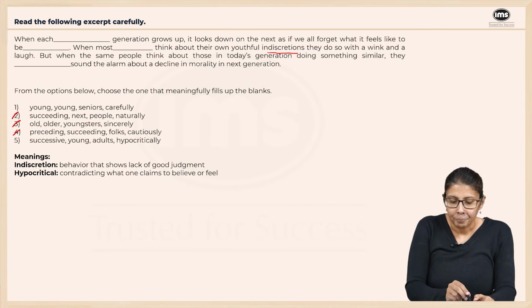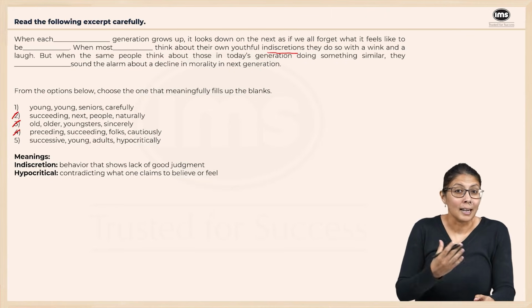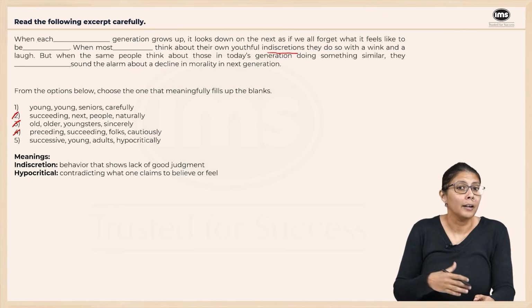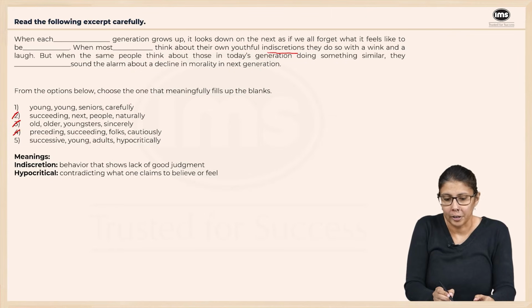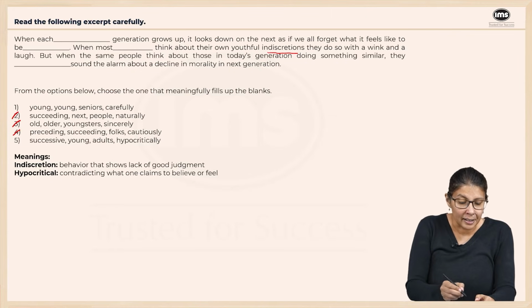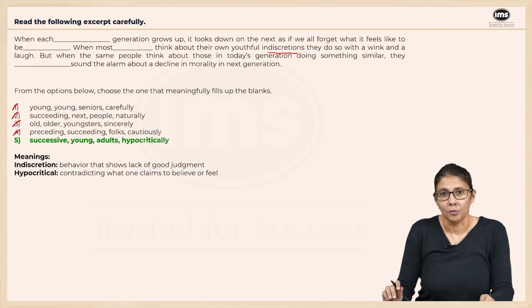Also because in the last blank, we want to use a negative word. We want to say that we have a slightly different view of ourselves and a different view of others. So it cannot be carefully. Carefully is something good. It's a positive word. But we want to use something negative. So even if you don't quite understand what hypocritically means, you should still eliminate option 1. So the answer here is going to be option 5.